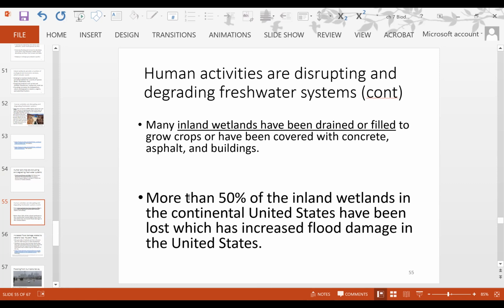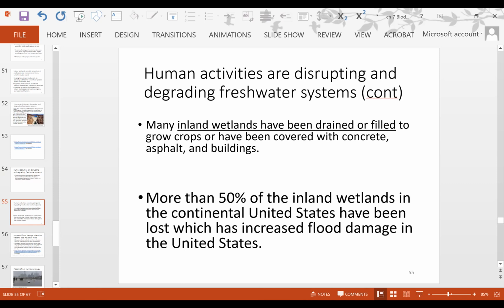More than 50% of the inland wetlands in the continental US have been lost, which has increased flood damage in the US. Again, these inland wetlands are areas that are naturally going to flood if there's a storm with a lot of rain. Local rivers might end up having the floodwater end up in these inland wetland regions.